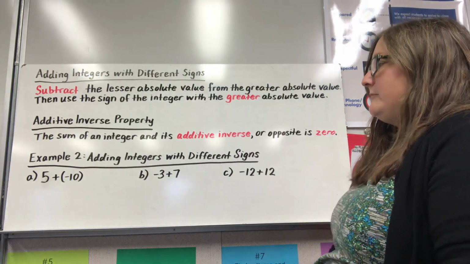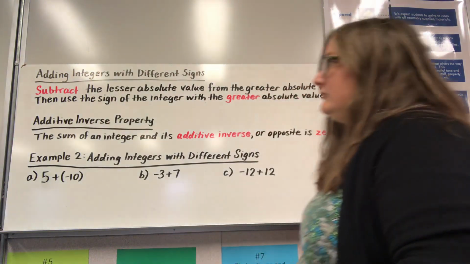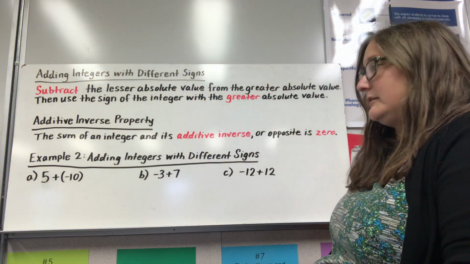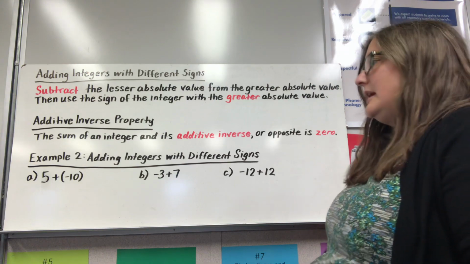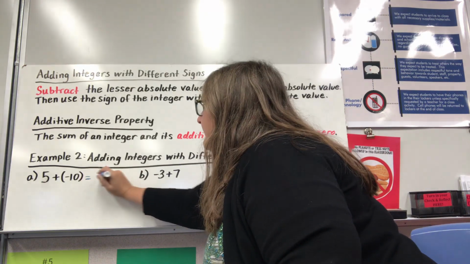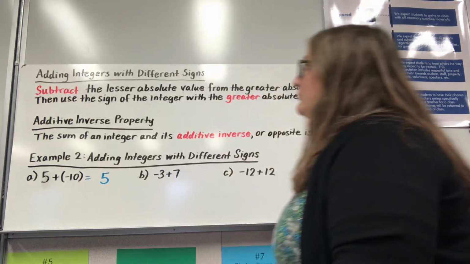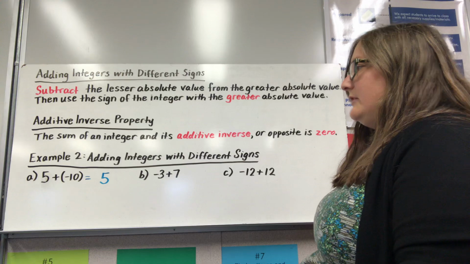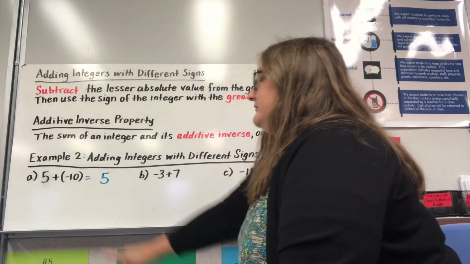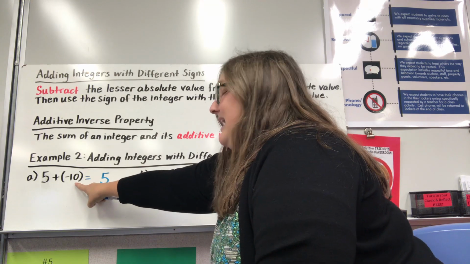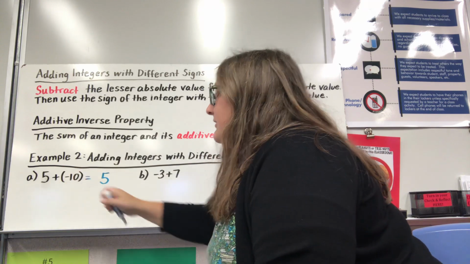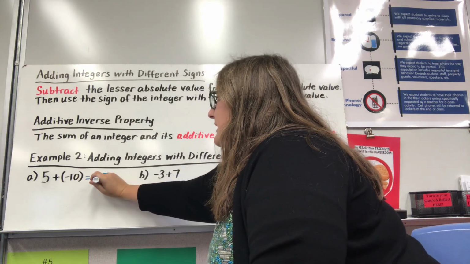So if I'm doing a problem like this, where I've got two integers with different signs, I'm actually going to subtract them. I'm ignoring the signs. I'm just doing 10 minus 5, which gives me 5. Then I'm going to look back at which one had a greater absolute value. Well, the absolute value of 5 is 5, and the absolute value of -10 is 10. So this one has a greater absolute value, which means there's more negatives in this problem, so my answer should be negative.